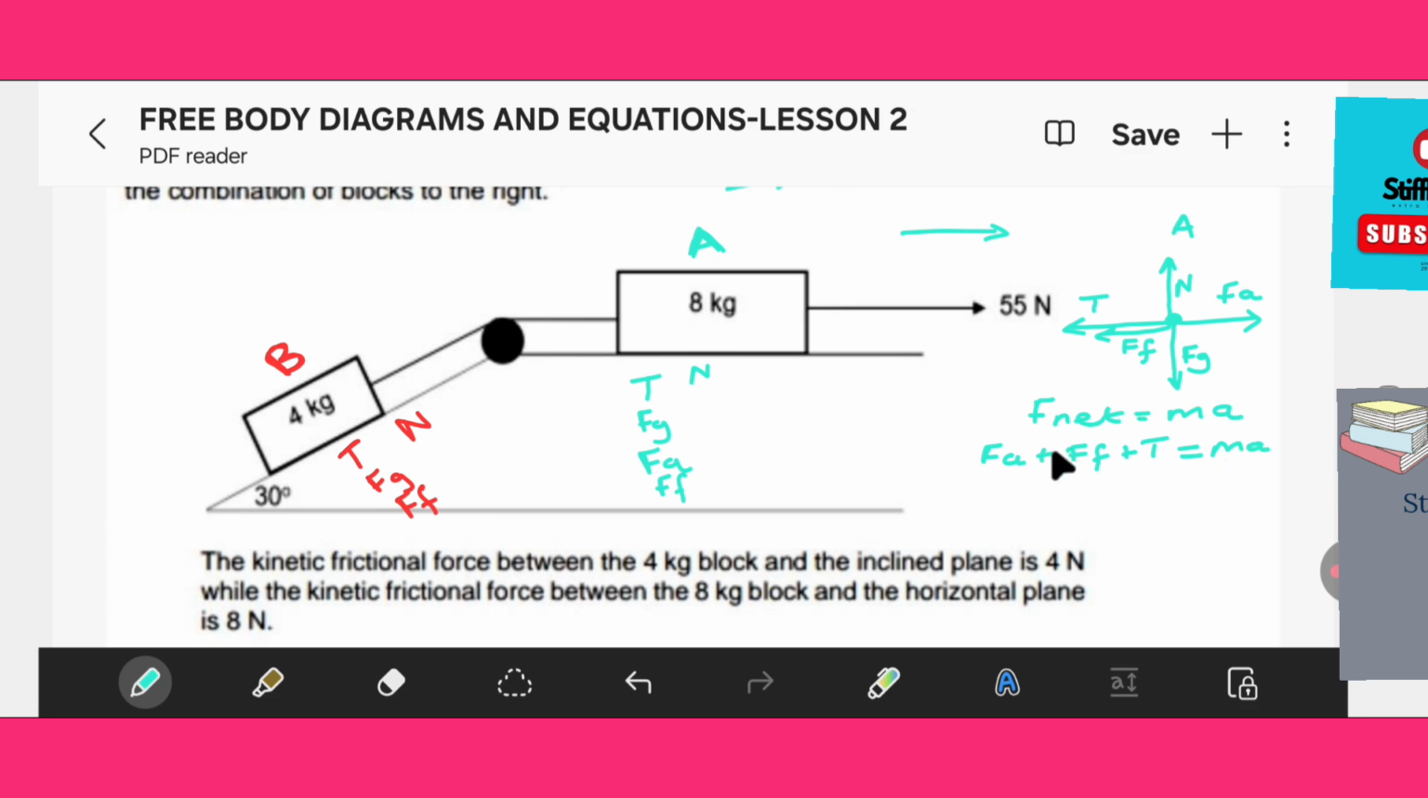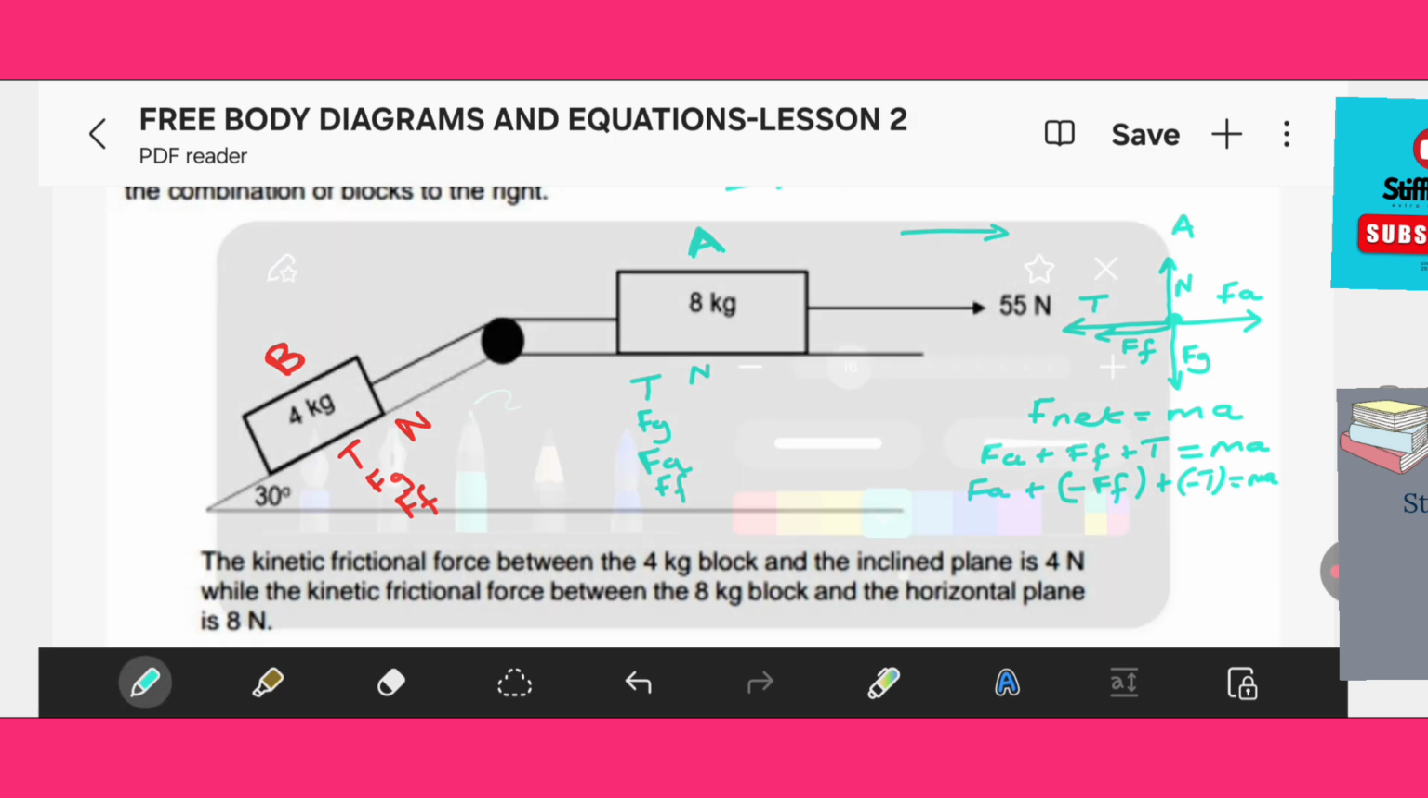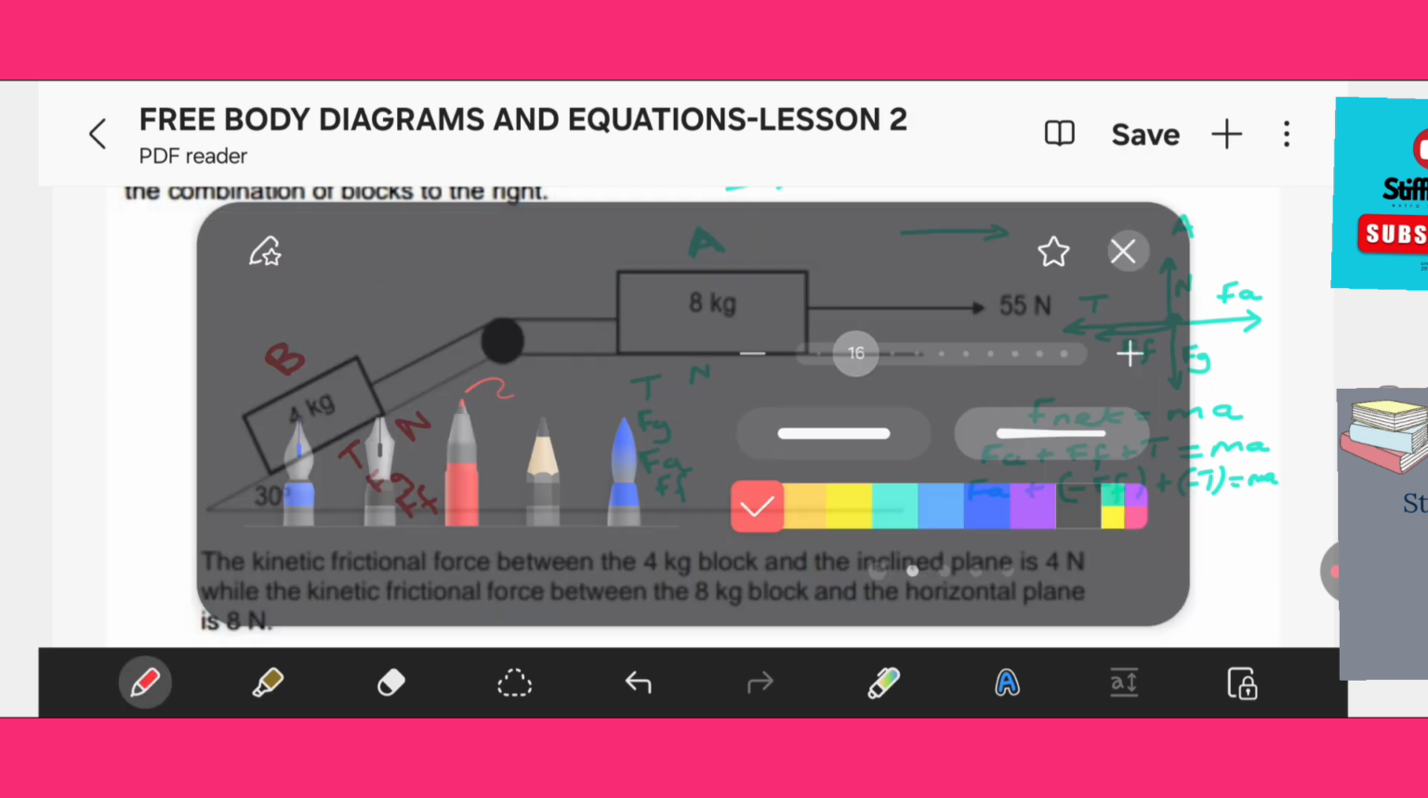Now we need to take care of the direction. So this will be our force applied plus, since our frictional force is going in the opposite direction, negative frictional force plus negative tension will be equal to Ma, like that. So let's go to our object B now.